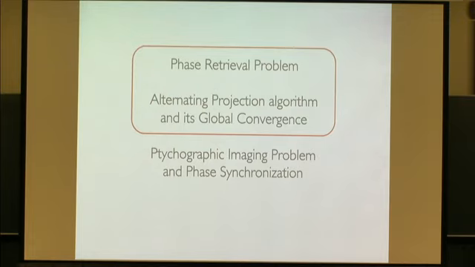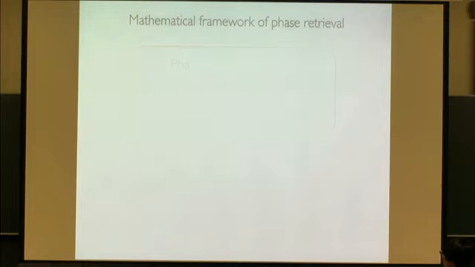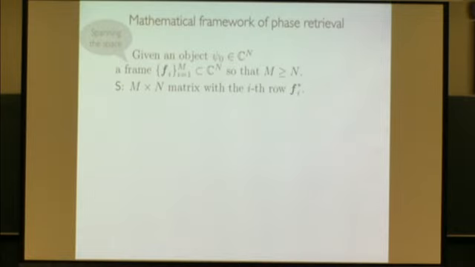Okay, so first part, the phase retrieval problem. The mathematical framework of phase retrieval will be a more general framework compared with before. Now, imagine that the image space is C^n. If I give you an object psi 0, and I give you a frame inside C^n, which is an over-complete kind of basis, with M vectors, a frame is actually a set of vectors inside C^n.